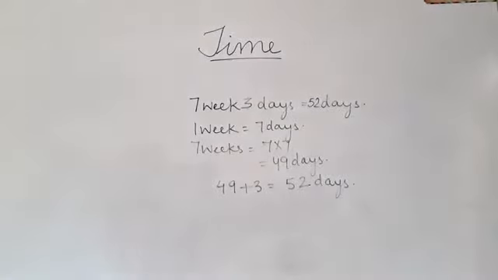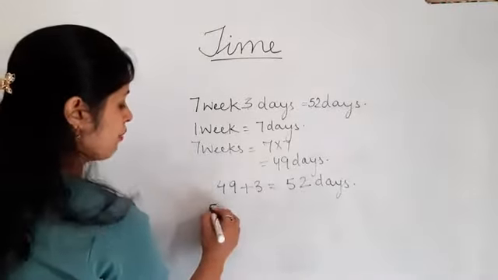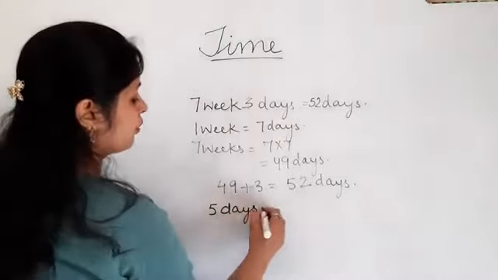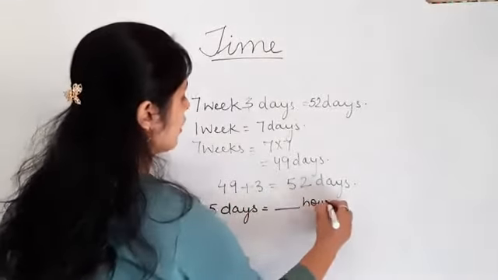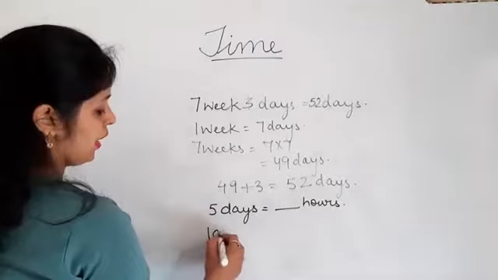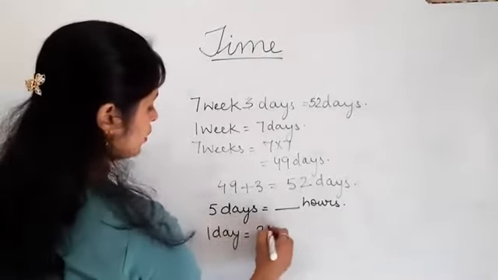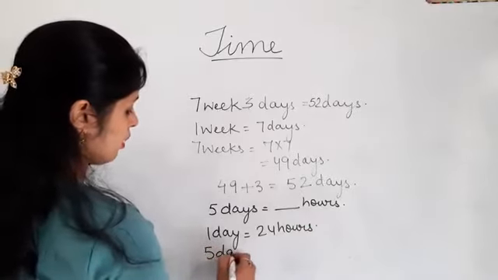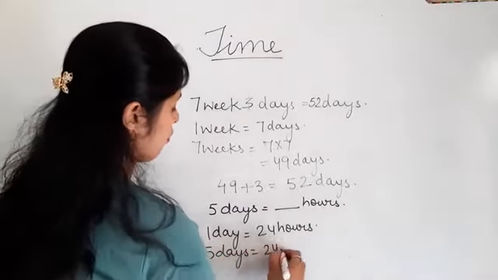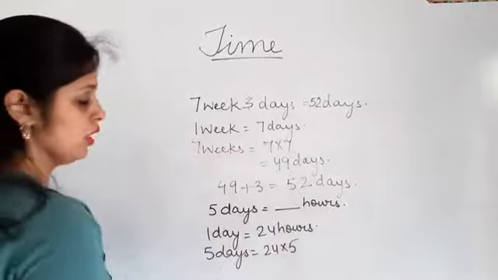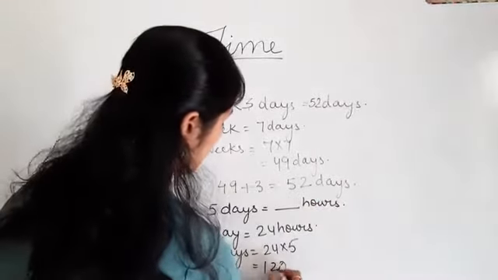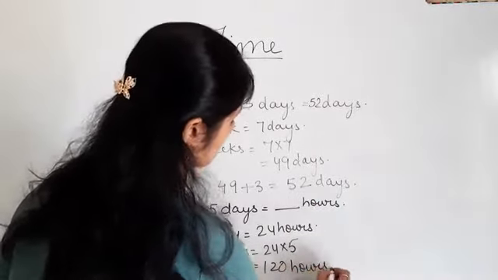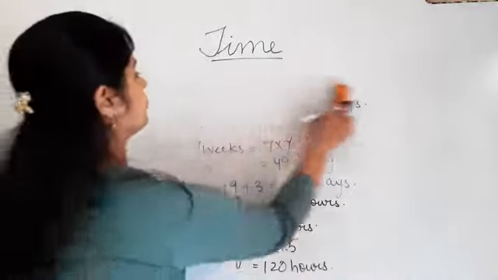Then suppose we want to convert days to hours. Suppose we are having 5 days and we want to convert it into hours. Very simple. You know, 1 day is equal to 24 hours. So 5 days is equal to 24 multiplied by 5. So it becomes 120 hours. One more example.